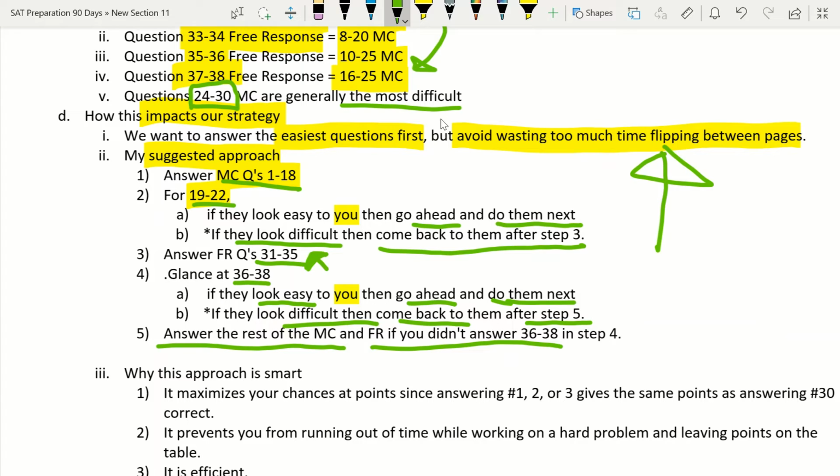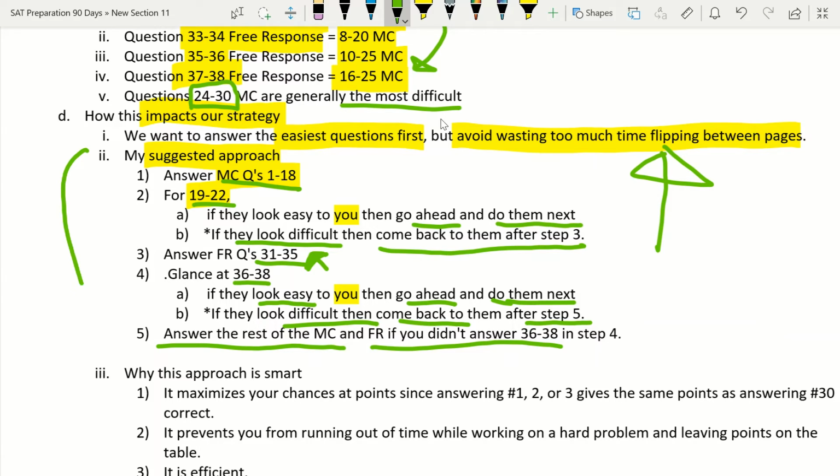So if you get to 29 or 30 on the multiple choice section and you're like, man, this looks really difficult and it's going to take me a really long time, and you remember on the free response when you glanced at 36 it didn't seem necessarily harder than 29 and 30, then you'd want to go back and answer 36 to 38, then go back and do 29 and 30. So there is a little bit of subjectivity to this, but in general, this is the guideline.